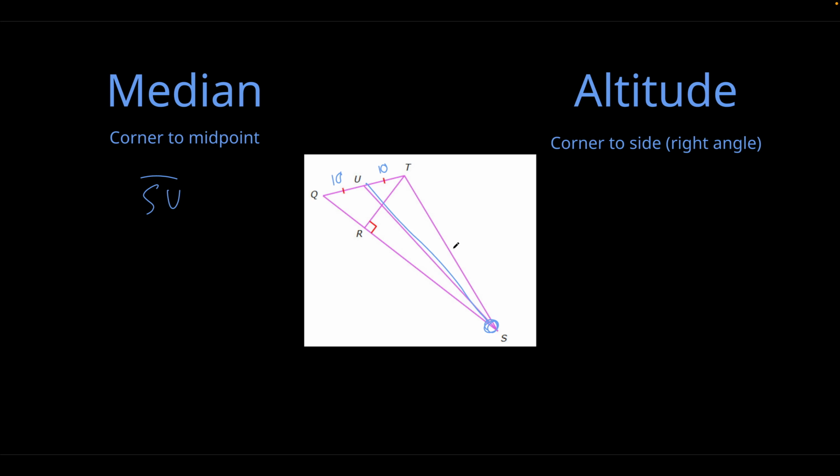Now, an altitude starts from a corner, it goes to the opposite side, and it always forms a right angle. So in this drawing, TR is an altitude. Starts in a corner, goes to the opposite side, and it forms this right angle. Remember that red half square means that there's a right angle here.